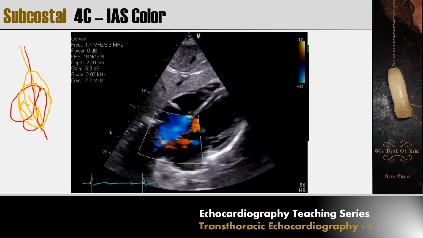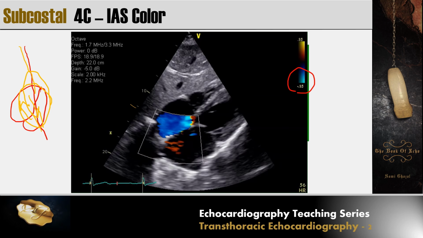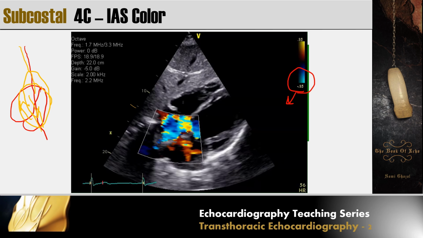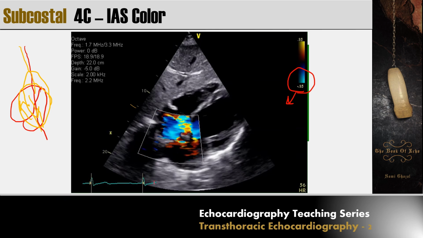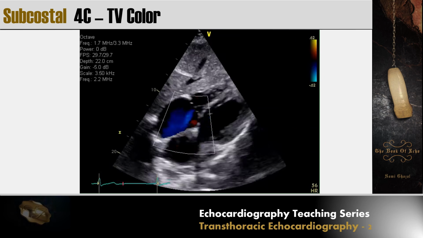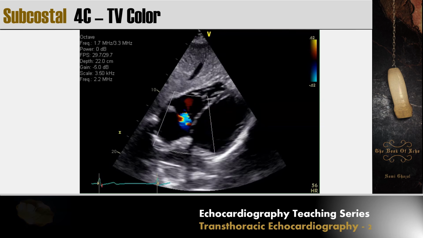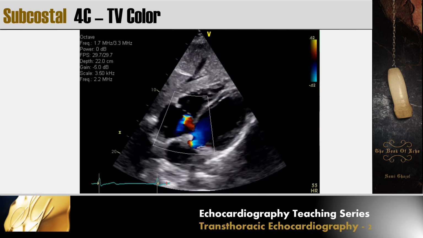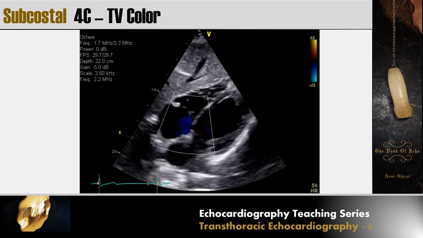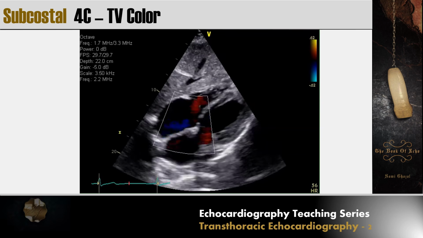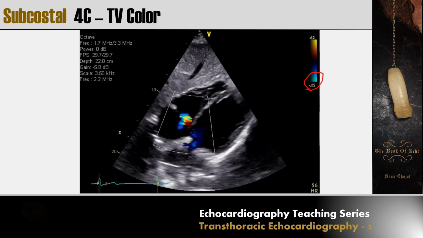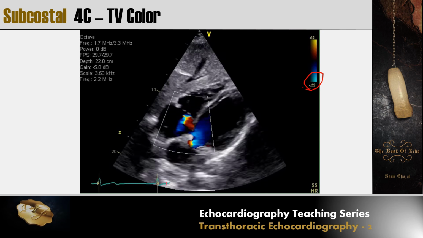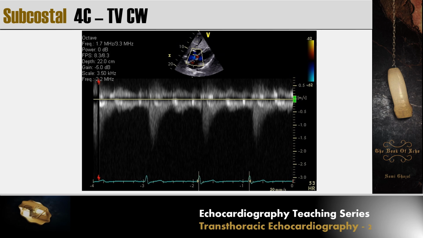And as you can see here, the color Nyquist limit was decreased below 40 because this is an interatrial flow and we are expecting a low velocity here. Again, we put our color Doppler here at the tricuspid valve and include the right atrium, just to trace the tricuspid regurgitation jet. And as you can see here that the Nyquist limit was adjusted for tricuspid regurgitation. And then a continuous wave Doppler was taken from the tricuspid valve.